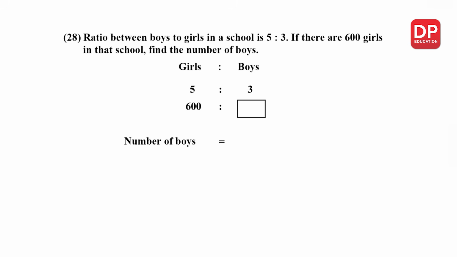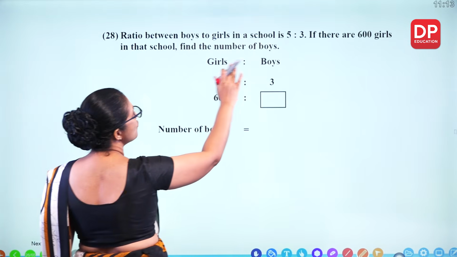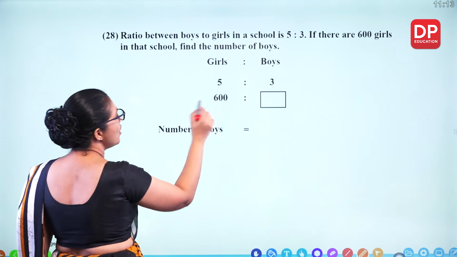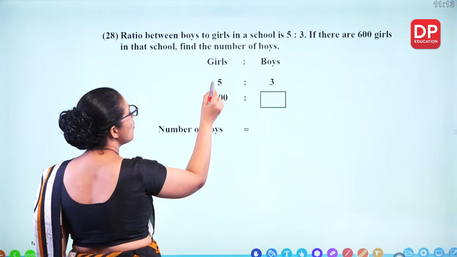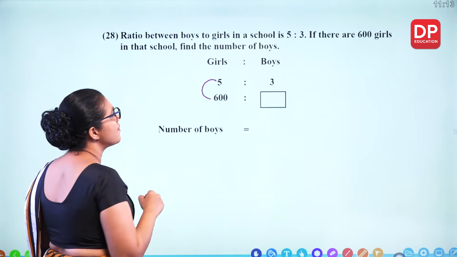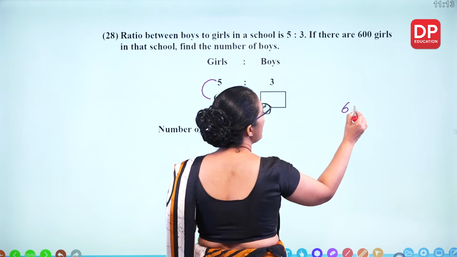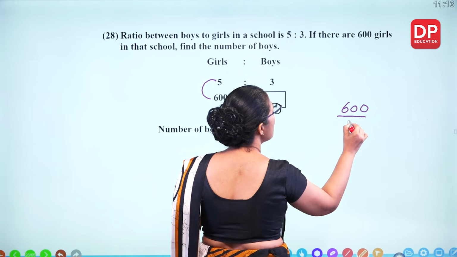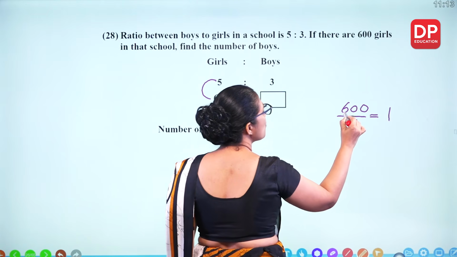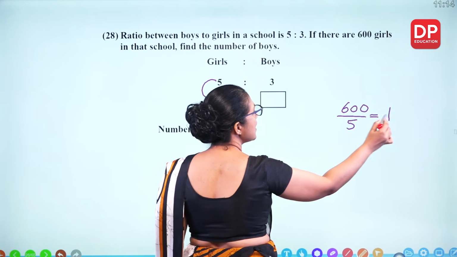Ratio between boys to girls in a school is 5 to 3. If there are 600 girls in that school, find the number of boys. So you can write girls to boys 5 to 3 ratio. Now this is 600. Now how do we get 600 from 5? So you can divide and find out. 600 divided by 5. 5 times 1, 5. For 10, that's 2.